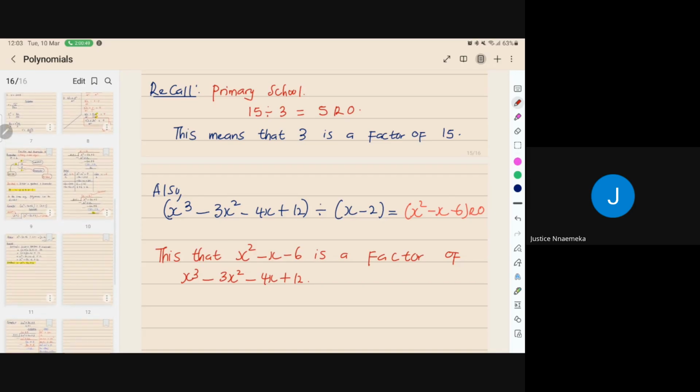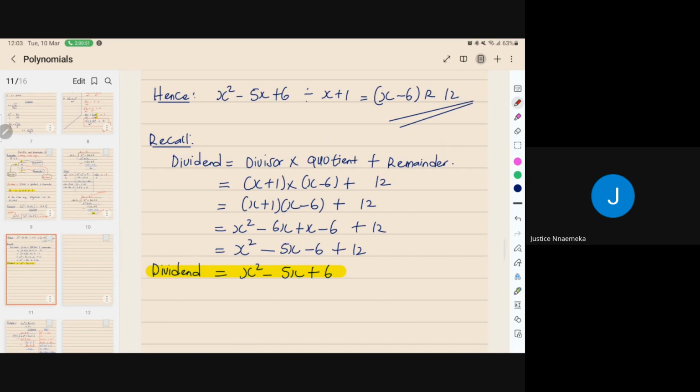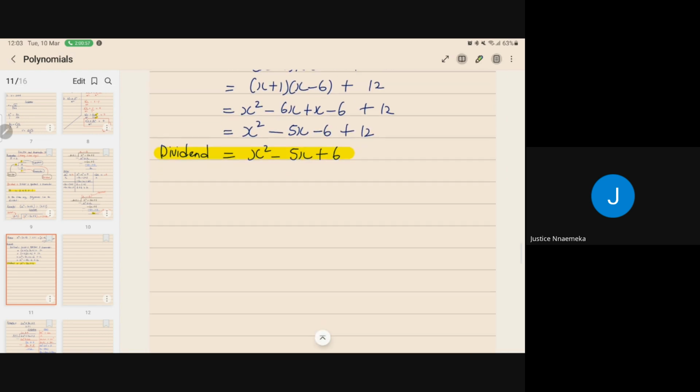Now let's go back to the first example. After dividing everything, there's a remainder, right? Which means that the factor we divided with is not a factor, right? Now observe this.